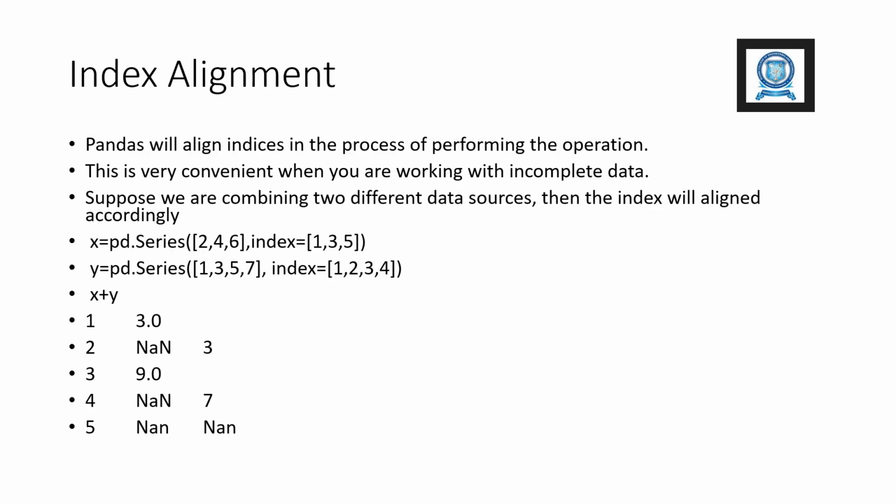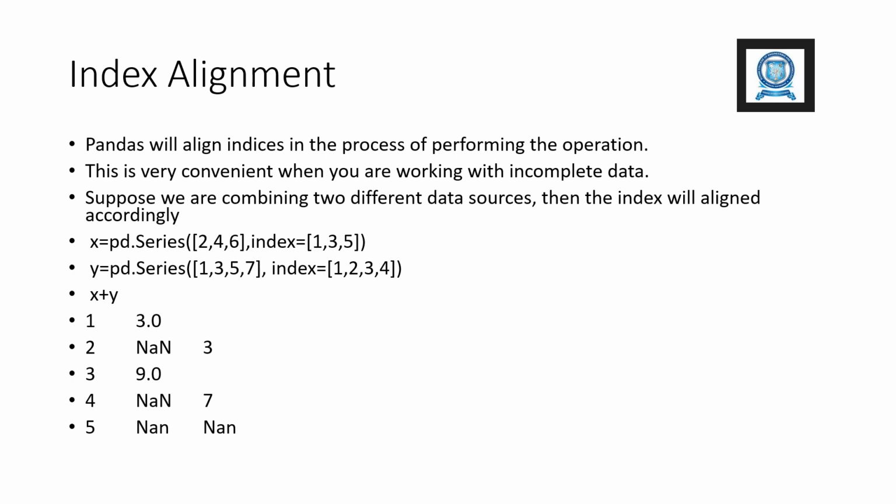Pandas will align indices in the process of performing the operation. This is very convenient when you are working with incomplete data. Suppose we are combining two different data sources, then the indices will align automatically. That is, x is equal to pd.Series of 2, 4, 6 and its indices are 1, 3 and 5. For the series y is equal to pd.Series of 1, 3, 5, 7 and their indices are 1, 2, 3, 4.